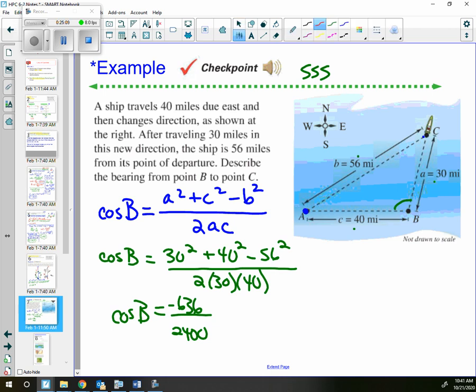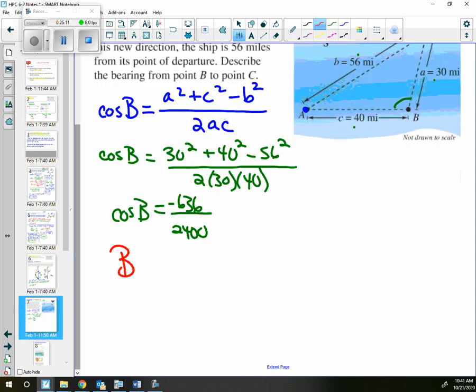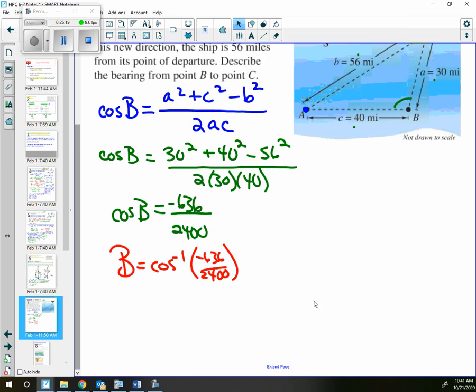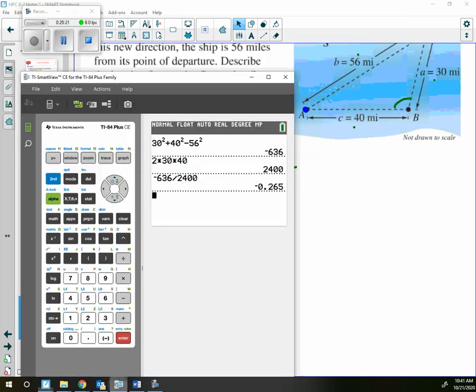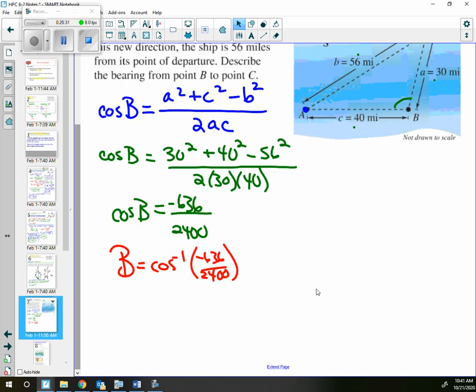Once again, I don't want cosine of B, I want angle B, so I need to do inverse. So I'm going to do inverse cosine of that ratio. It doesn't matter about simplifying the ratio. I don't really care, because I'm just going to be finding the inverse cosine of it anyway. So we're going to do inverse cosine of my answer. And that gives me 105 point, we'll call it 4. 105.4 degrees.